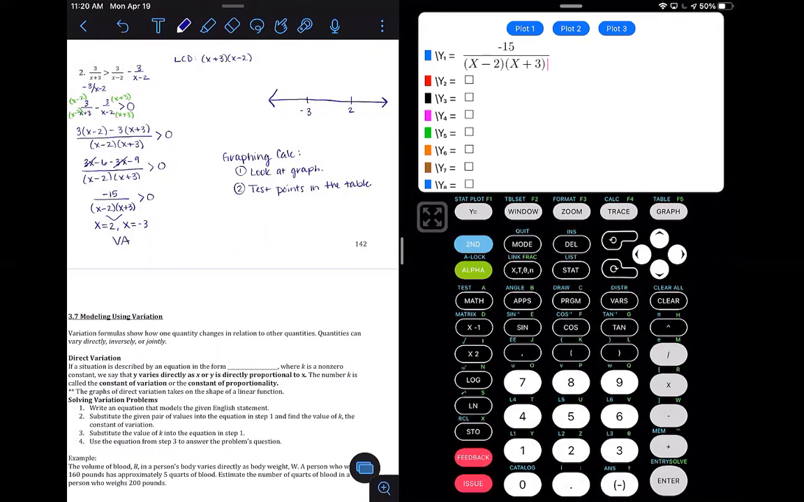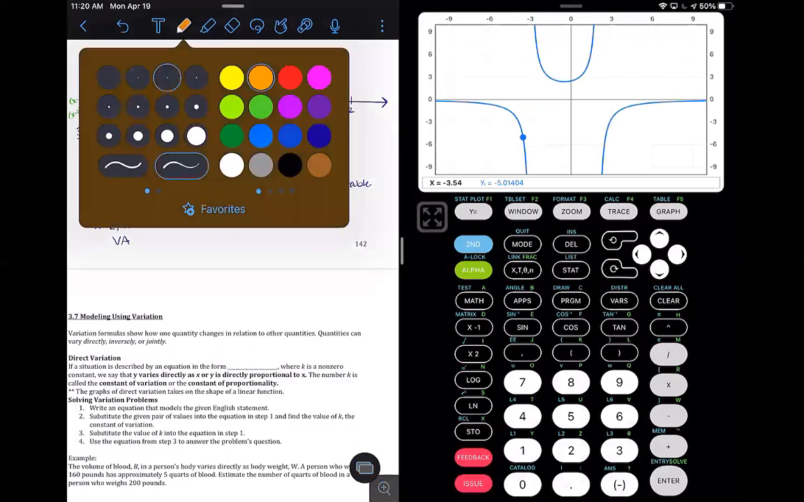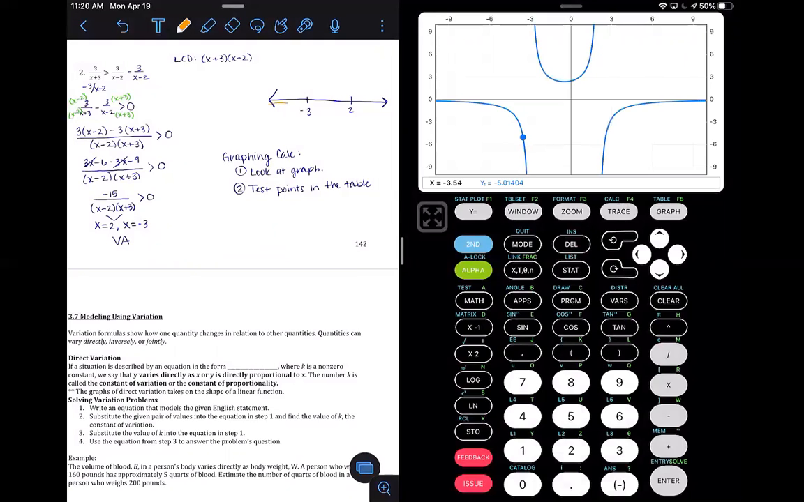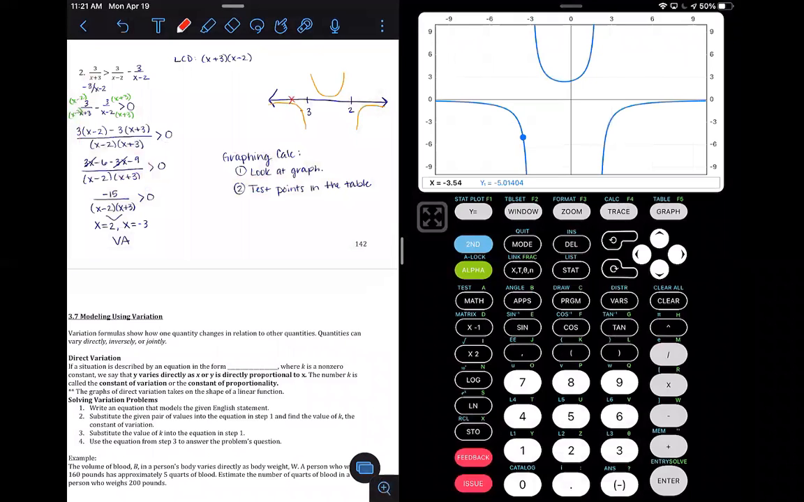And then we can look at the graph. And we know that based off this graph, if I sketch this, it would kind of be down here, and then come up, and then go back down. Okay, so you have that. Or you can find test points. Let's say negative 4, 0, and 3.